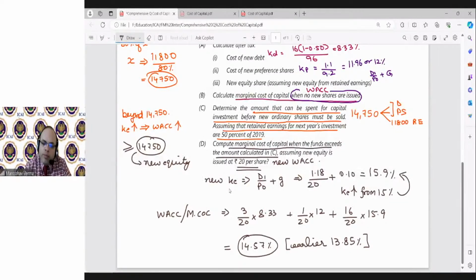The only interesting point was in point number C, where we had to decide what amount could be invested in the project without going for new issues. For that, we needed to know that the company is following the same capital structure, 3 is to 1 is to 16. So we calculated the retained earnings as 11,800, but then we knew that the retained earnings or the equity is actually 80%. So 11,800 divided by 80% is what gives us 14,750. I think that was the crucial point of this particular question.